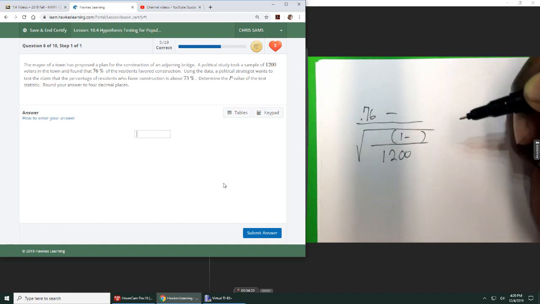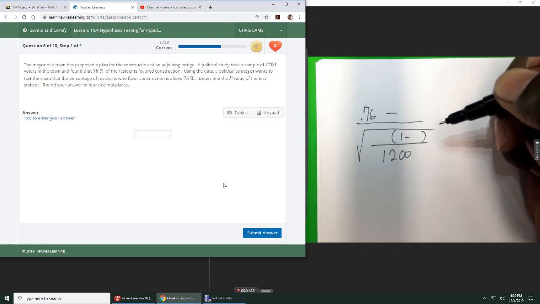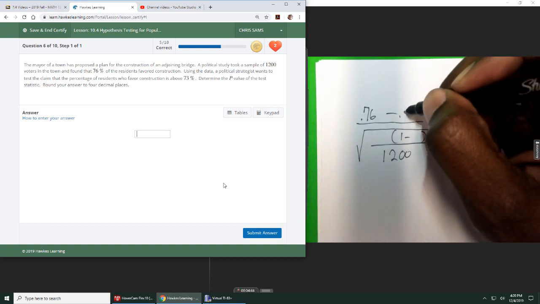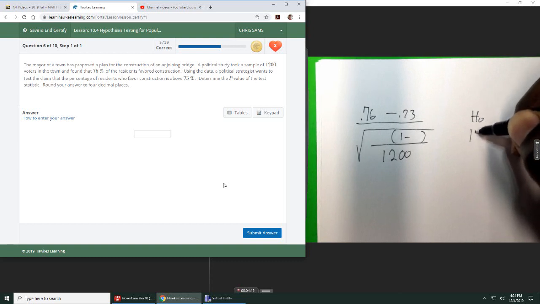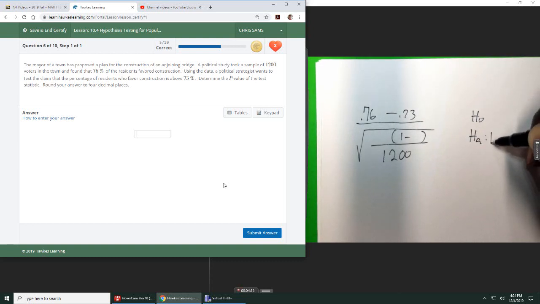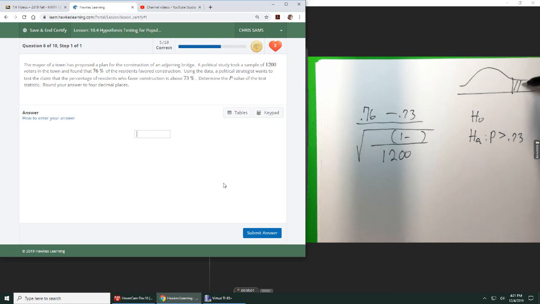Now we need the true proportion. We want to use this data. A political strategist wants to test the claim that the residents who favor the construction is actually above 0.73. So above 73, so 0.73. So this time our null and alternative, the alternative is the one that we're testing. So we're testing that this is greater than 0.73. So this is a one-sided test this time. Just testing this upper end. So my p-value will only consist of the area to the right this time.